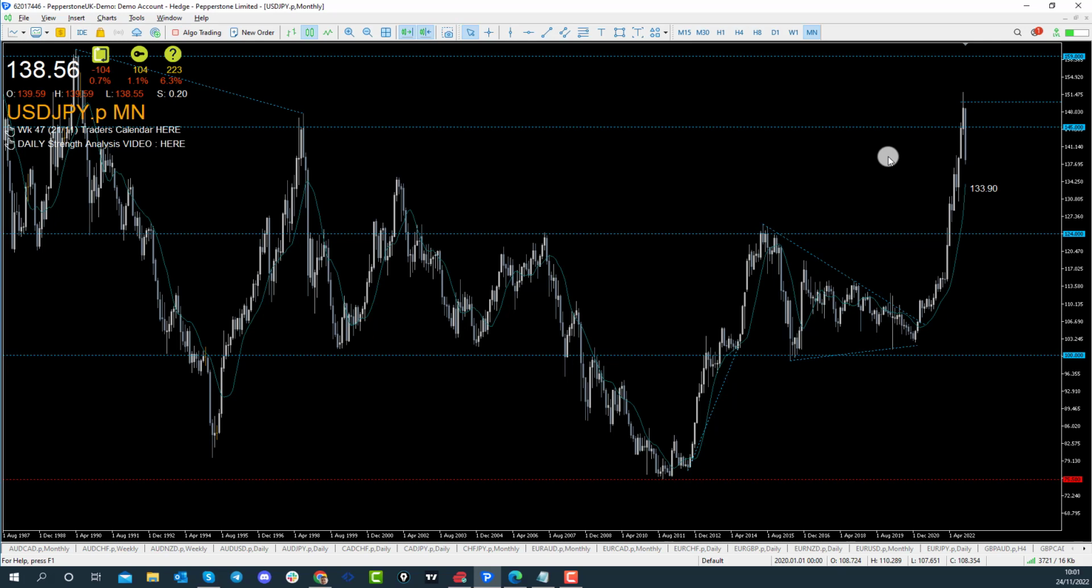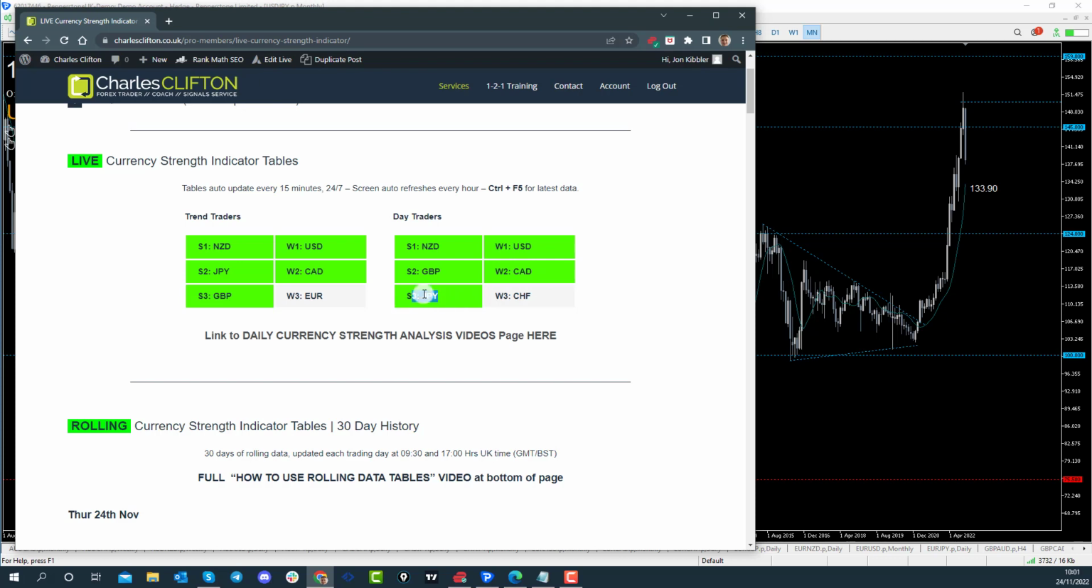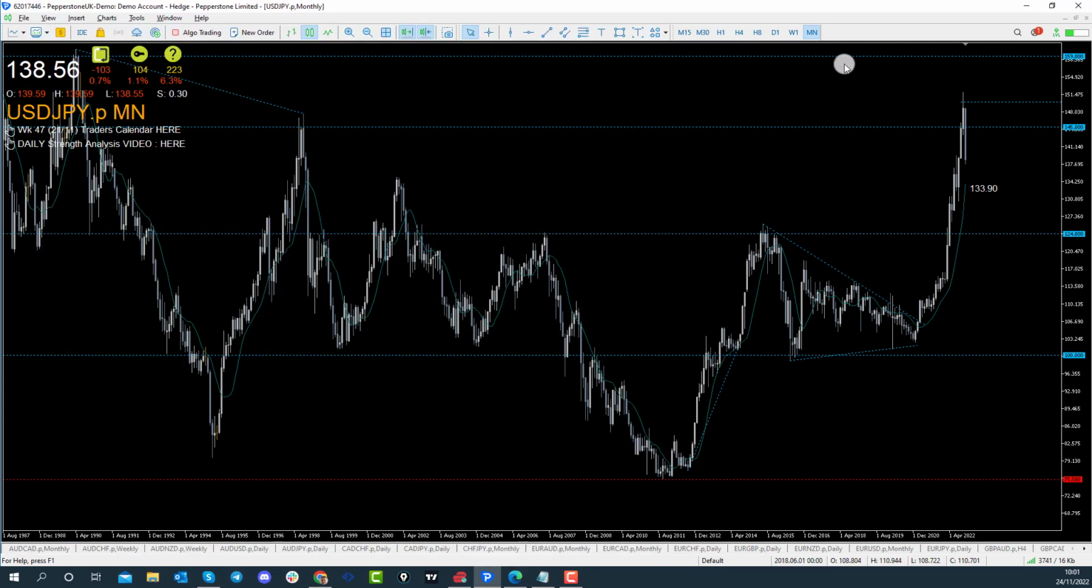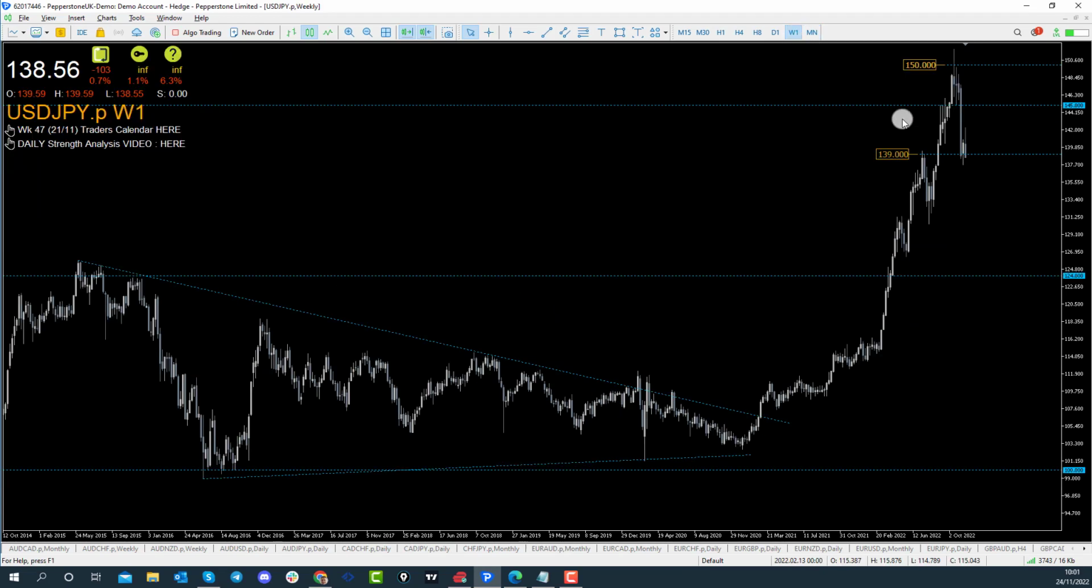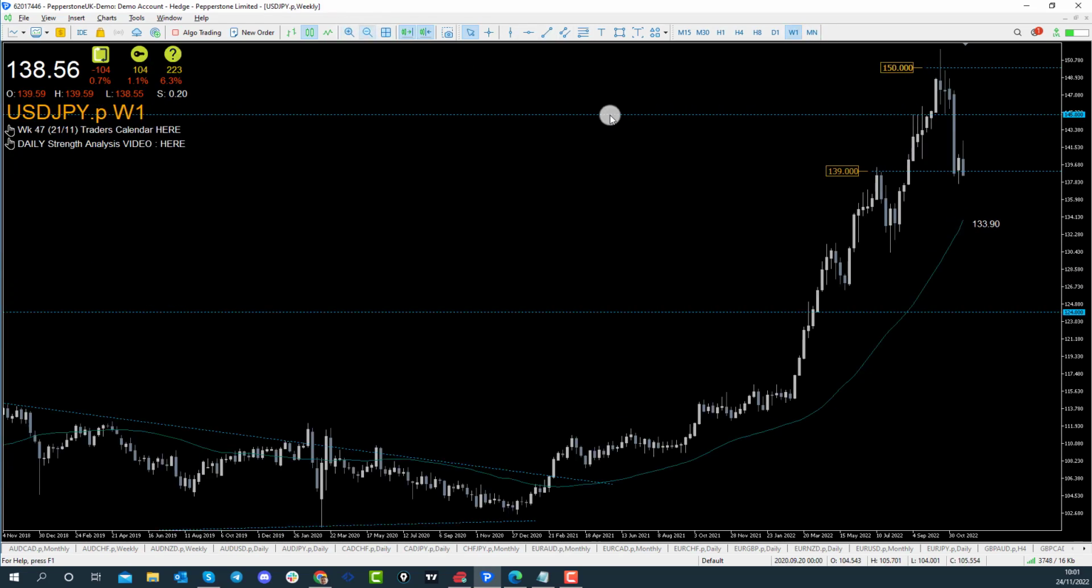And is that momentum essentially going to continue? Well, according to the tables, that could happen, because we do have the yen as a strong currency and the dollar as a weak currency. So if we go down to the weekly time frame, let's see how price is performing at the moment.